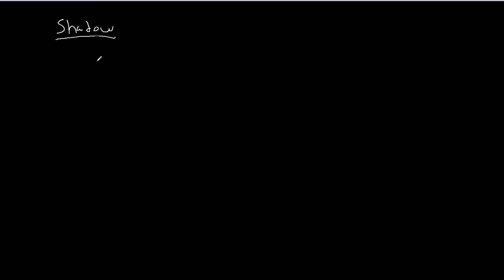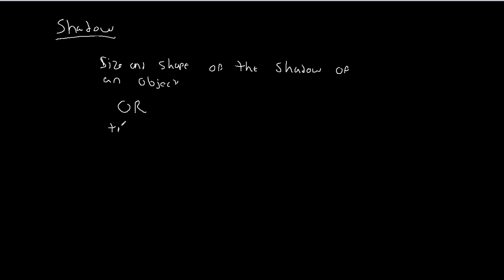But in this case, when we're talking about shadow, we're really talking about the size and shape of the shadow of an object, or the lack of shadow. Right? Because not every object is going to have a shadow, and not having a shadow is a very strong indication that the object is very close to the ground.